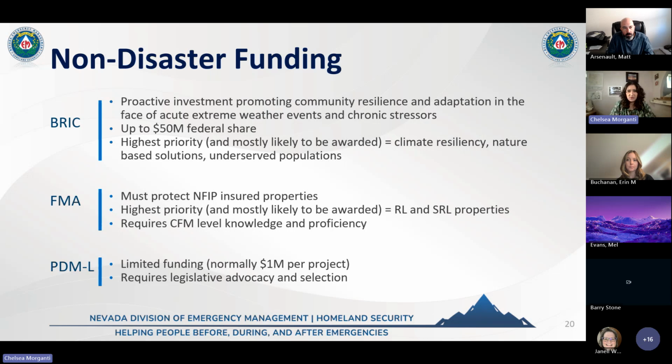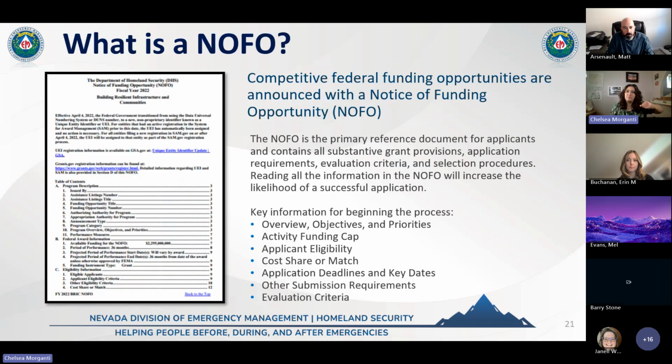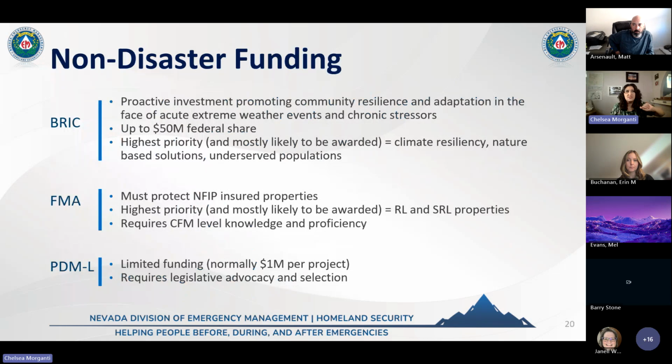And all of this we're going to get into a little bit more in our next session on eligible activities. But think about, when you're going after these non-disaster funds, your long-term projects and project goals that might even be ambitious. So non-disaster funding: the BRIC, FMA, and PDM grant programs.